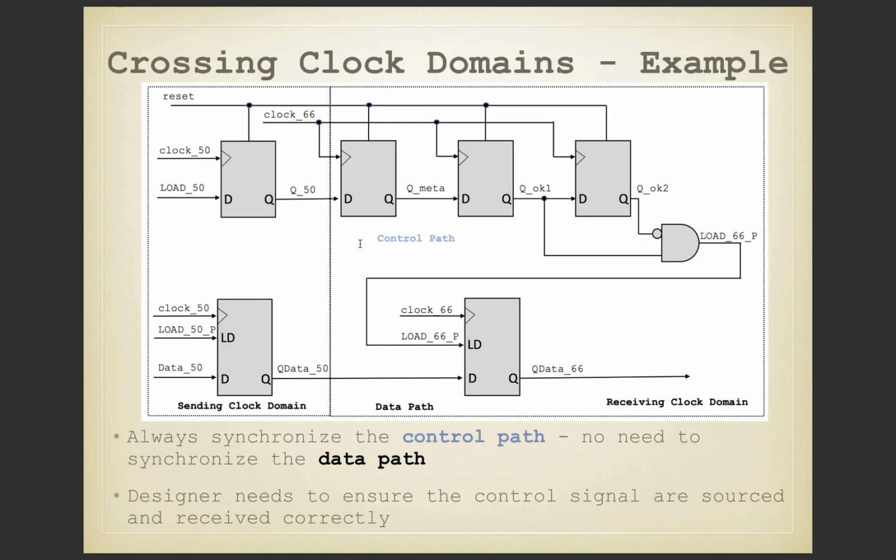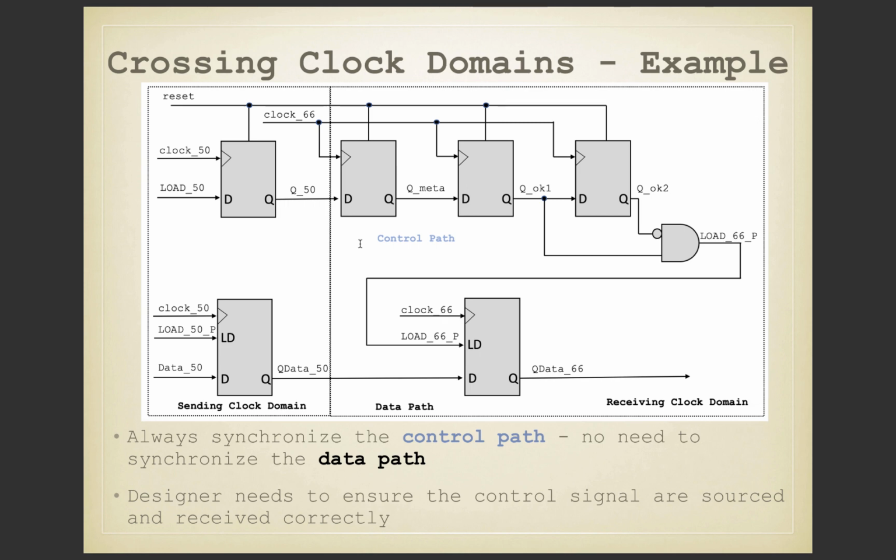When we are crossing clock domains, typically you're moving some type of data. If you're just sending a control line, then the upper portion, the control path, is adequate. But if you're communicating data, normally you would do something like this. The data path might be a 32-bit bus, so the tendency might be to think, I need to add synchronization circuits to all 32 data bits. No. The only thing that needs the synchronization circuit is the control line. The control line is what's going to tell the receiving circuit that data has been sent to them and that they need to sample it. When I say sample, that means to assert the signal load 66P, which will load the register with the data coming from the 50 megahertz domain.